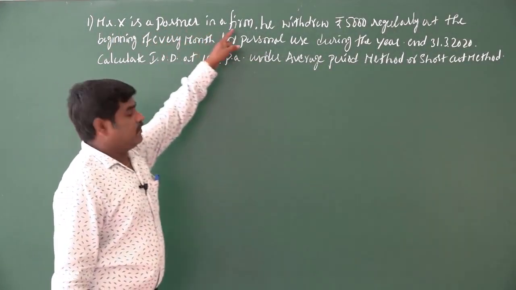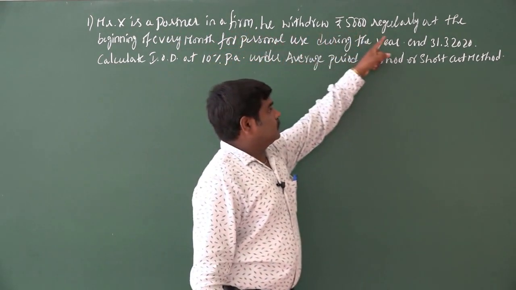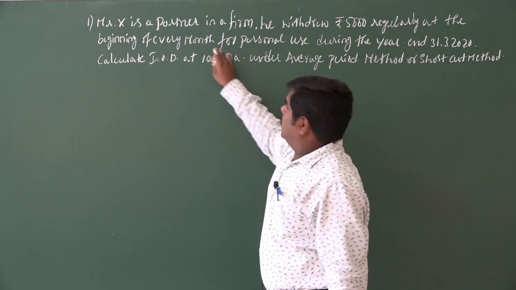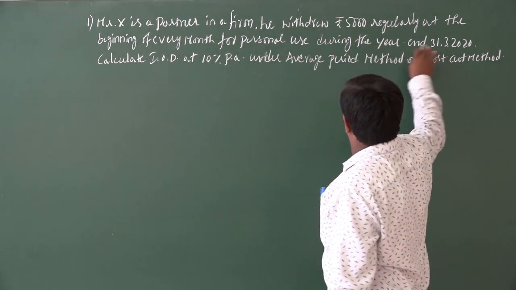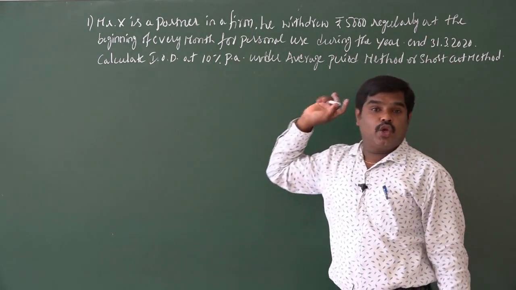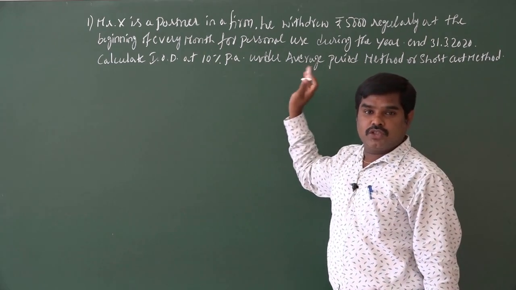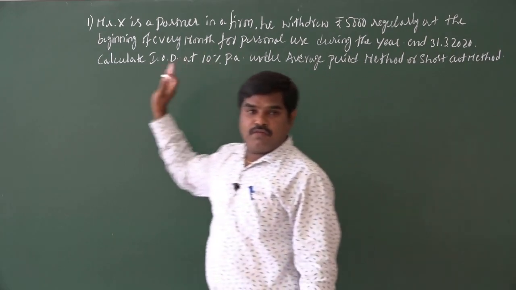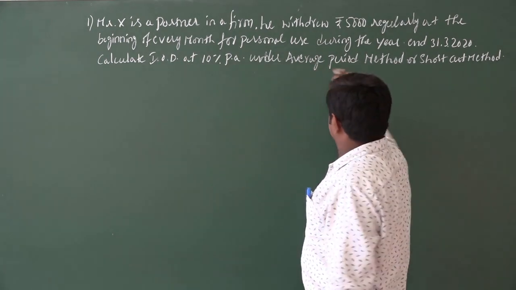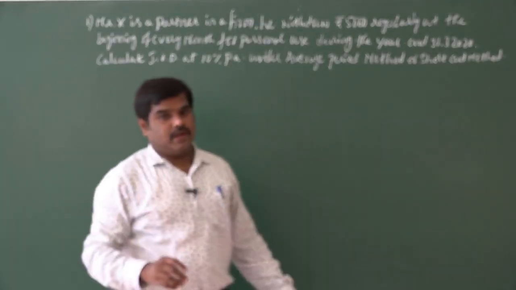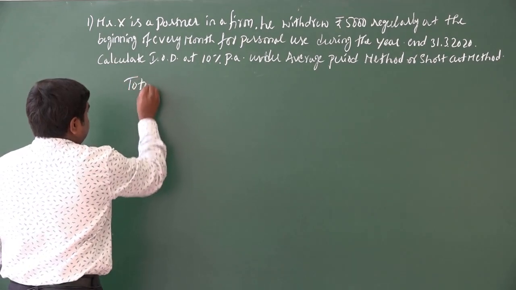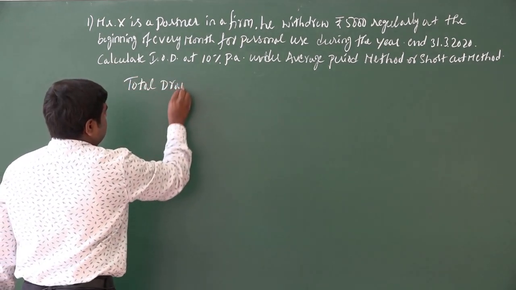Mr. X is a partner in a firm. He withdrew rupees 5,000 regularly at the beginning of every month, the first day of every month, for personal use during the year ended 31st March 2020. So 31st March 2020 means the accounting year beginning will be 1/4/2019. Calculate interest on drawings at 10% per annum under the average period method or shortcut method. Okay, the problem is like this. So first, what you have to do? In the average period method, first you have to calculate total drawings.